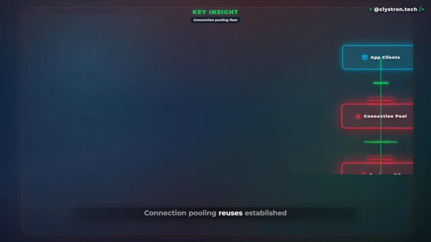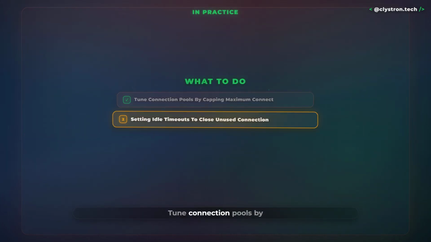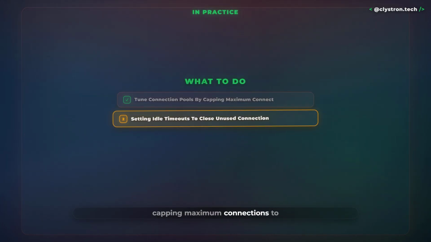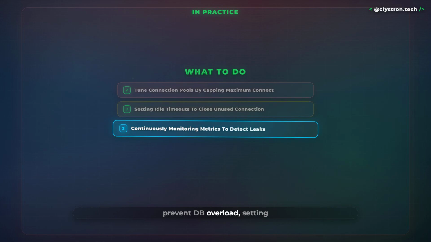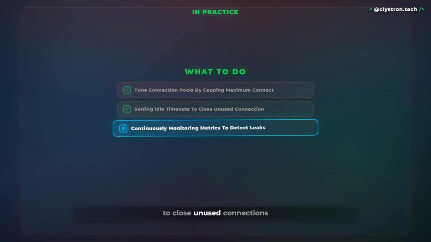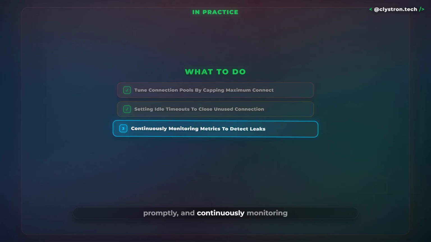Connection pooling reuses established database connections, reducing overhead and avoiding exhausting Postgres's connection limits. Properly sizing the pool improves throughput and lowers latency during peak concurrent workloads. Tune connection pools by capping maximum connections to prevent DB overload, setting idle timeouts to close unused connections promptly, and continuously monitoring metrics to detect leaks or bottlenecks early in production.